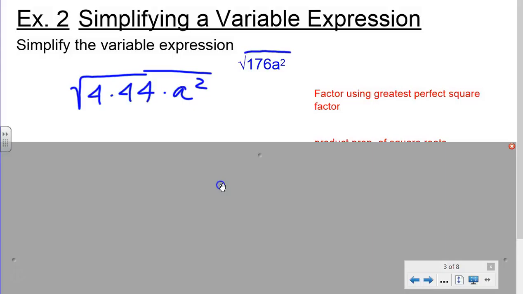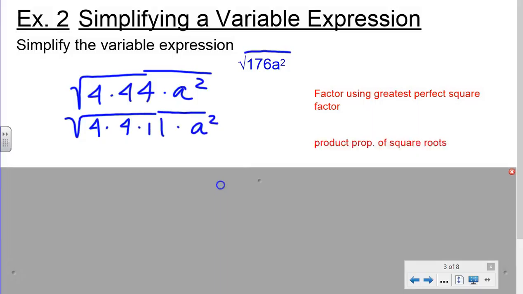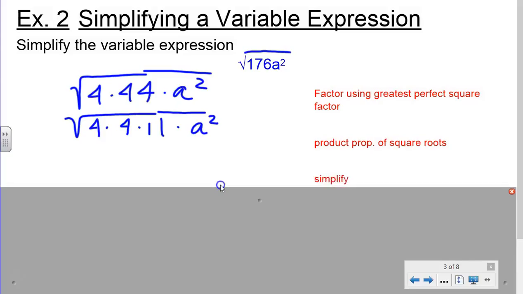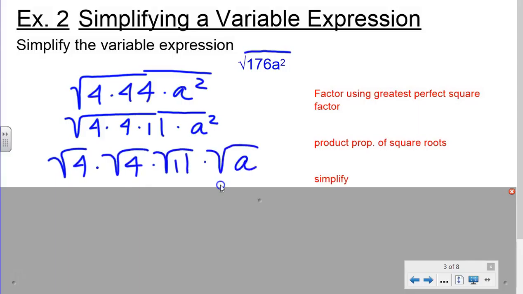Well, this is a perfect square factor. This is 11. Oh, this is also 11 times 4, right? We take out another perfect square factor out of that. So this is the same as saying 4 times 4 times 11 times a squared. Okay, so my property of square roots says I can also separate these all into different radical terms. So the square root of 4 times the square root of 4 times the square root of 11 times the square root of a squared. This property says that these are equal expressions.